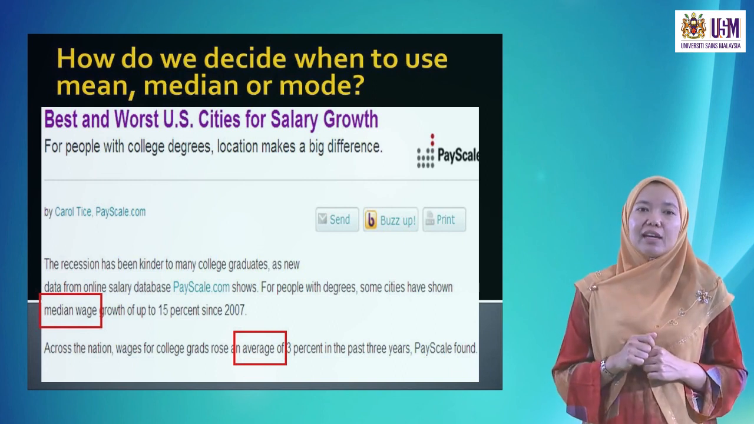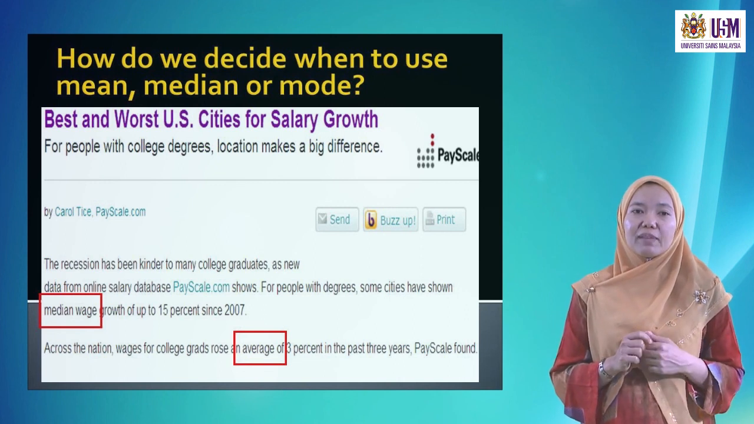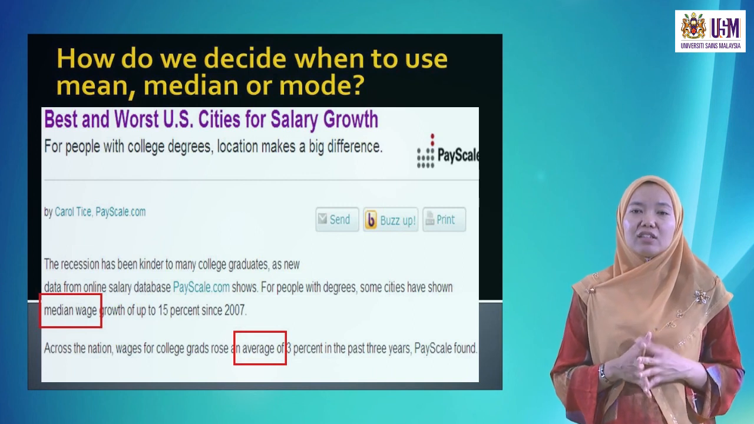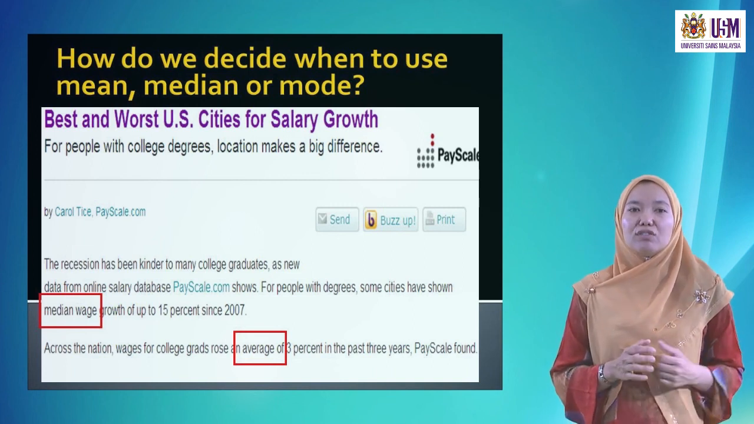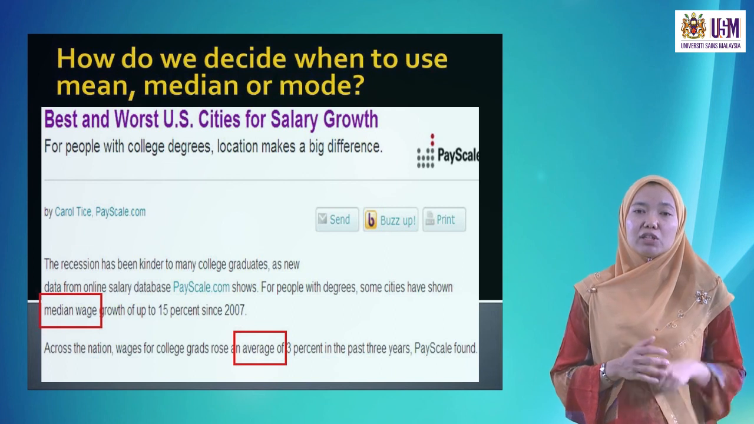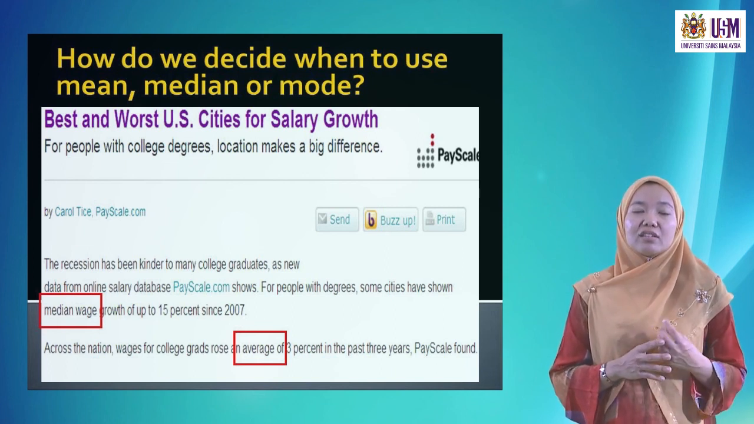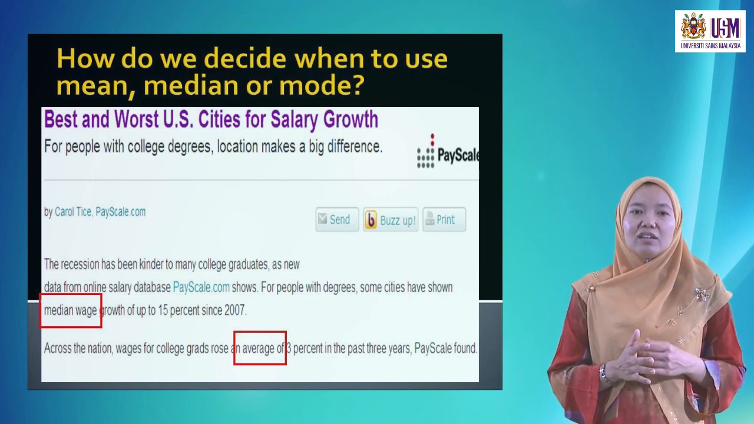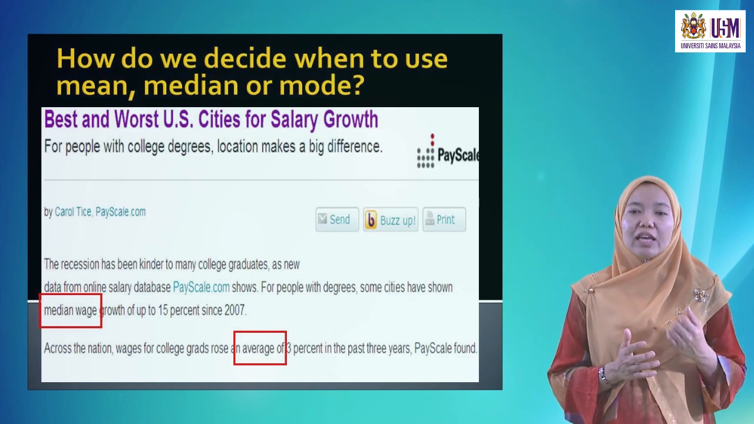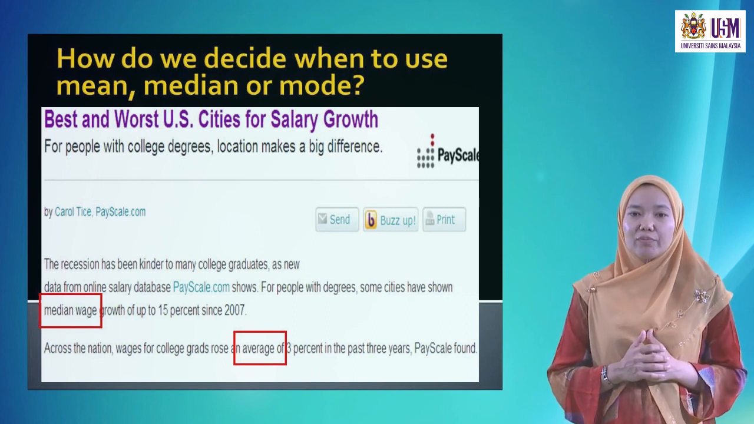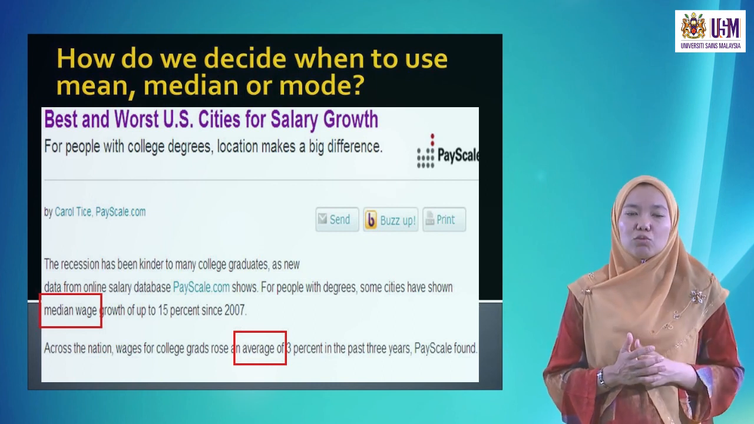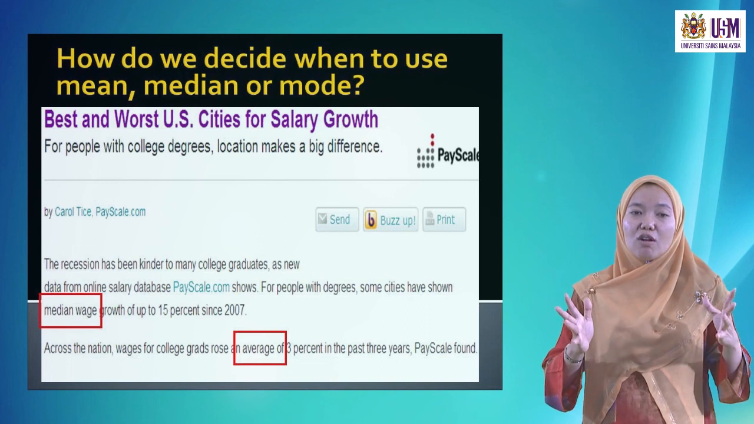So in this particular example, that I took from the internet, the article is about the worst and the best US city for salary growth. This is for people with a college degree, or in Malaysia we call it a university degree. So it states that location makes a big difference. In this case, the discussion is about salary growth. So they use median wage. For between the cities, they use the median value of wage.